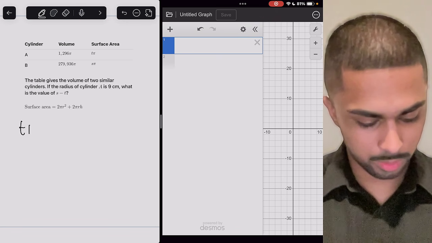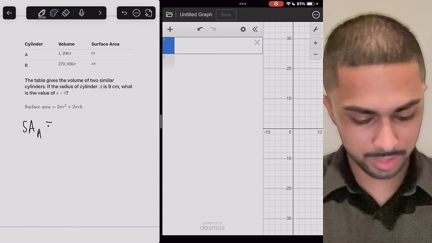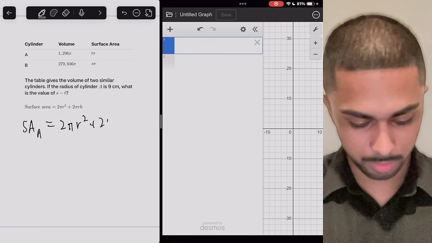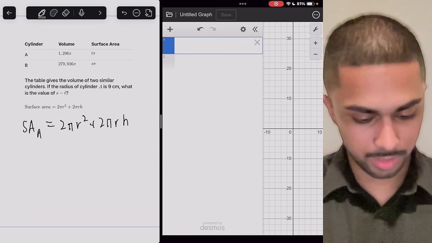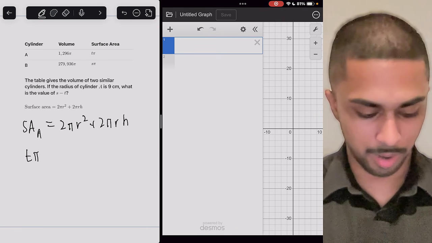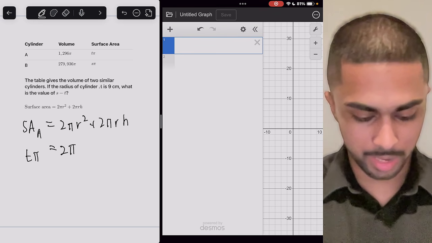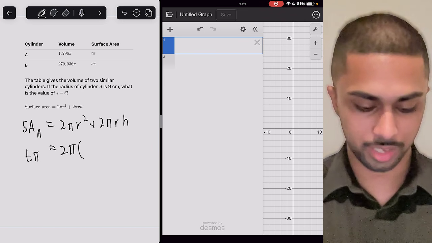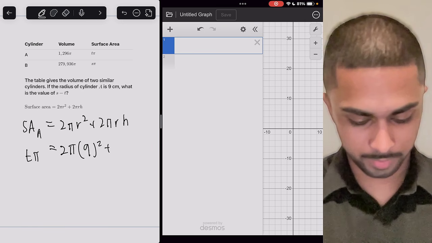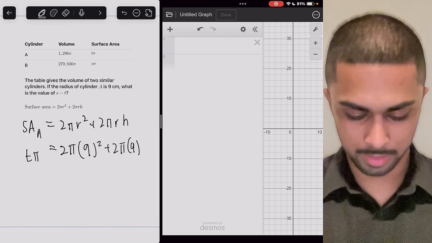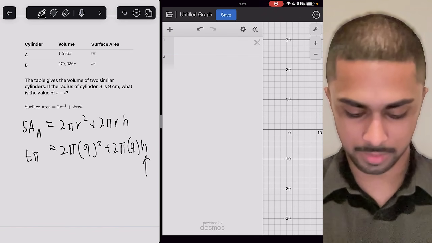Surface area of cylinder A is going to equal 2 pi r squared plus 2 pi rh. Now, the surface area of cylinder A is represented by t pi. And the radius for cylinder A is actually 9 centimeters. It's given. So all we need to find t pi is actually just the height.